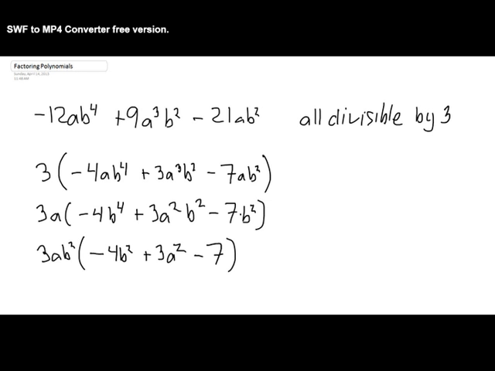Here the idea is I'm factoring out b squared. It's the same as dividing by b squared. So this b to the 4, its degree decreases by 2. In this case here, I have b squared, and I'm factoring out b squared, so this reduces down and there's nothing left. And the same here. I have b squared, so it reduces down and there's nothing left. So now I have negative 4b squared plus 3a squared minus 7, and you notice that the greatest common factor between these three terms is now 1, so we are complete.